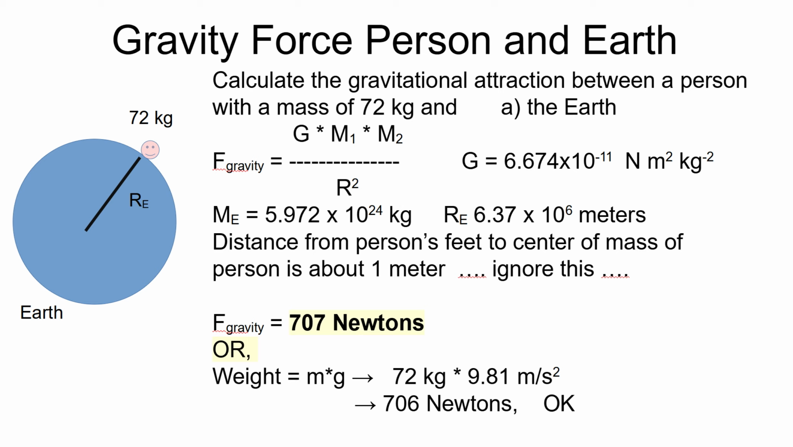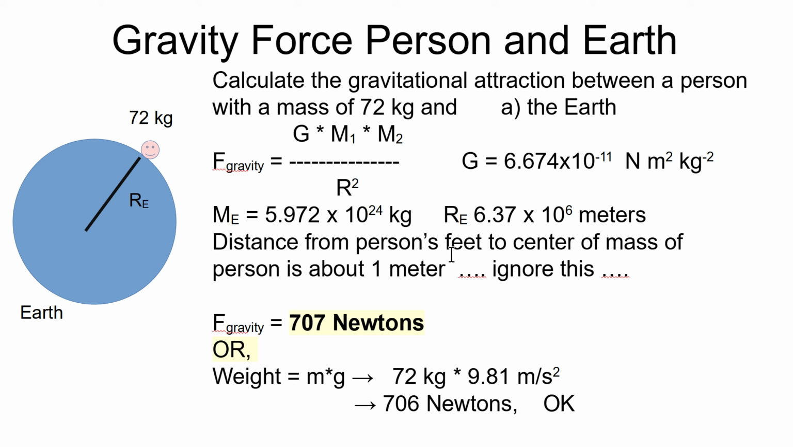For the Earth, we have a mass of 5.972 times 10 to the 24th kilograms. And the person we're talking about is on the surface of the Earth. We're going to use an average size of the Earth, pretending the Earth is a sphere. So we have a radius of 6.37 times 10 to the 6 meters. Now, do I have to correct this distance? This goes from the center of the Earth to the surface. Do I have to correct this distance in the calculation to get to the center of mass of the person? That would be roughly 1 meter above the ground. No, ignore 1 meter compared to 6.37 times 10 to the 6 meters.